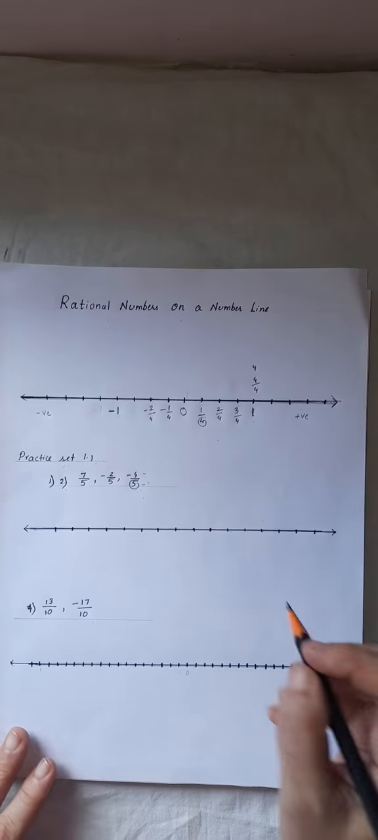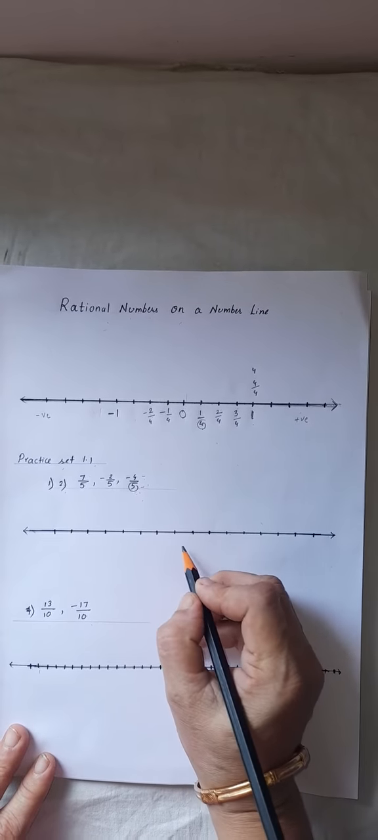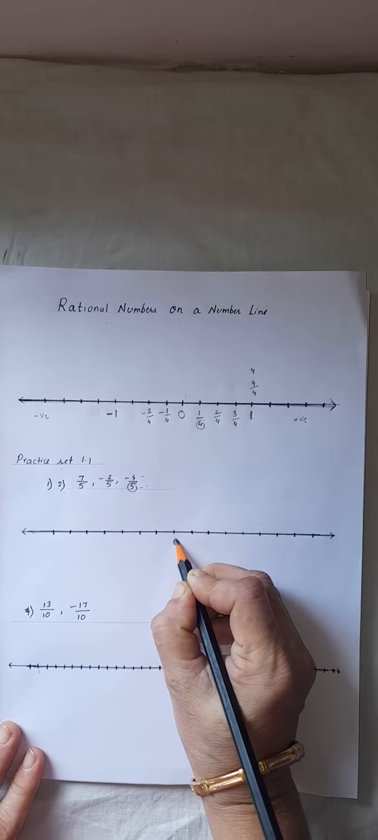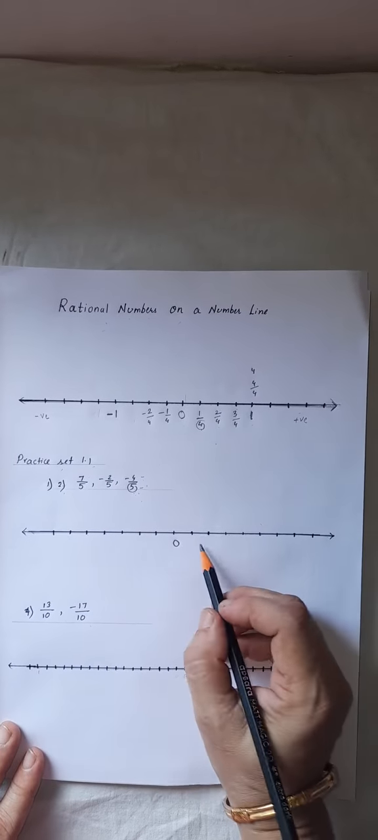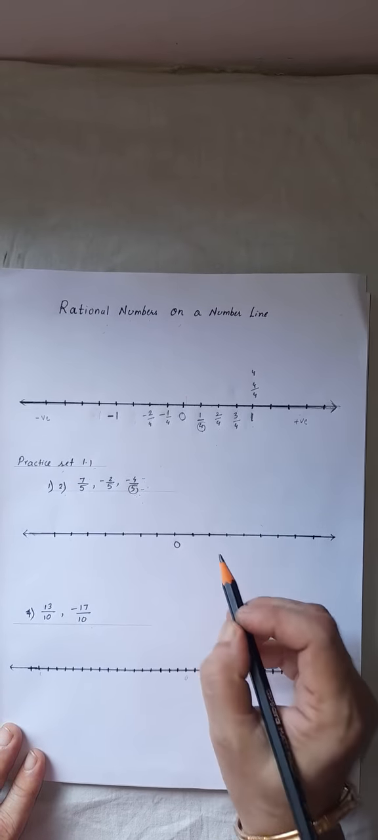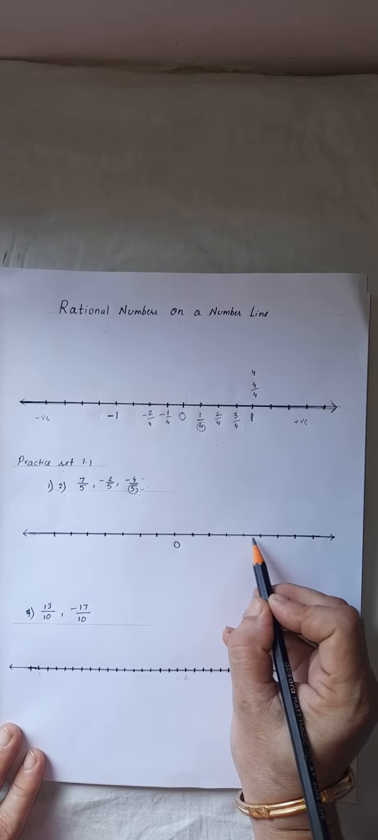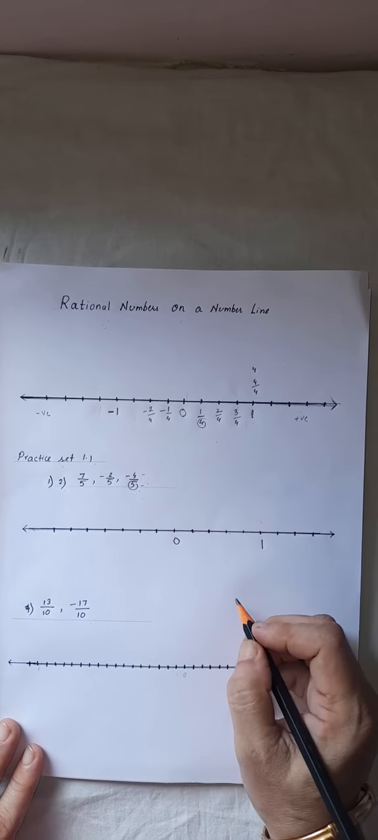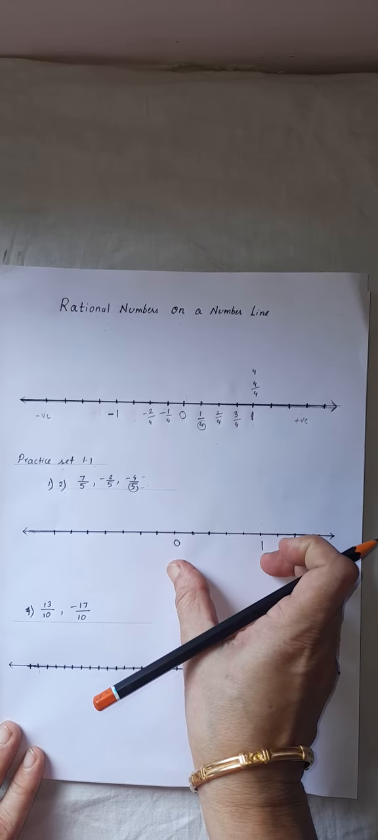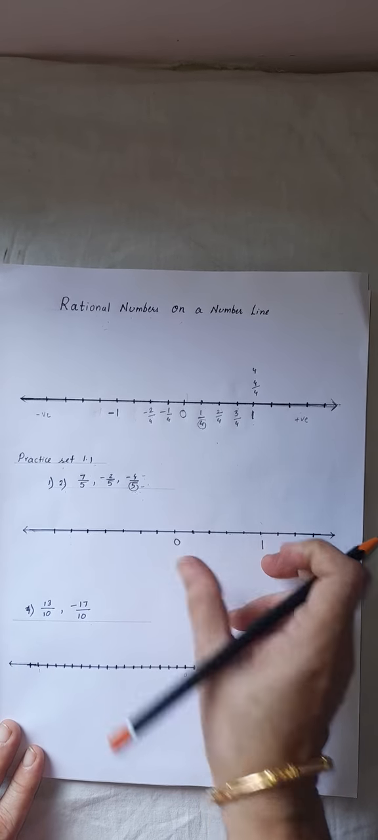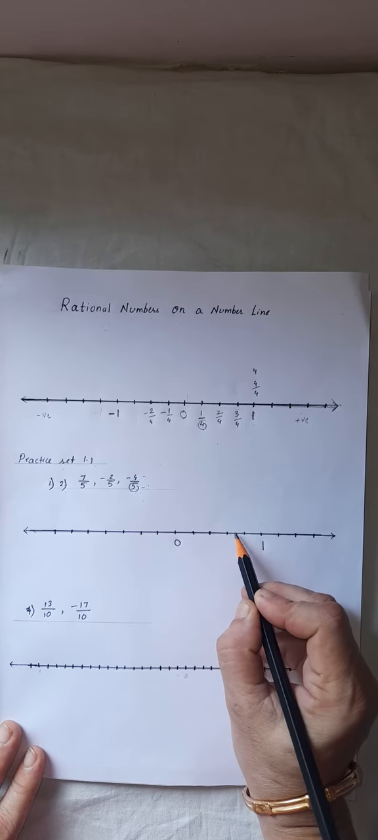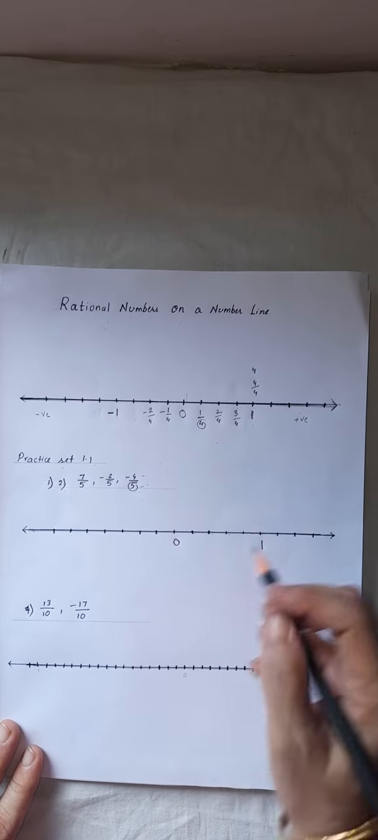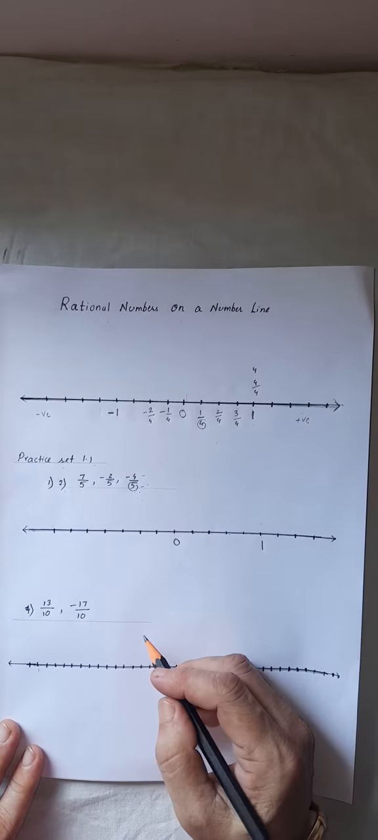So suppose I mark 0 here, then how many parts do I have? 1, 2, 3, 4, 5 parts. So this will become 1. That means 0 to 1 is divided into 5 parts, right? 1, 2, 3, 4 and 5. Now let us mark all these points.